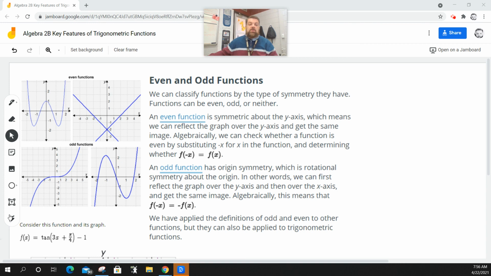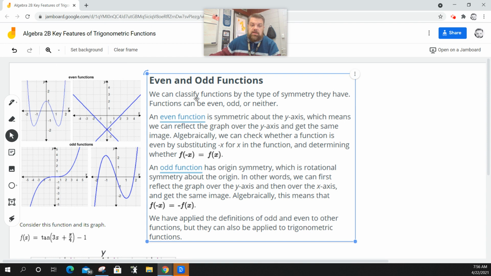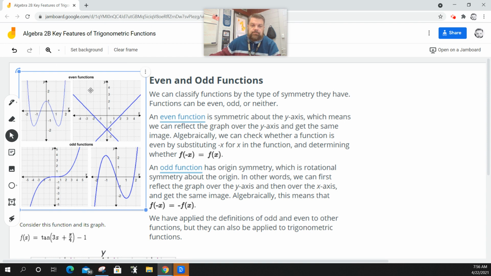next question, we're going to talk a lot about even and odd functions. Let me just read what's on the screen real quick. It says, we can classify functions by the type of symmetry they have. Functions can be even, odd, or neither.